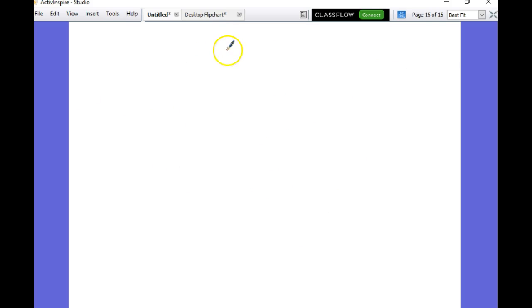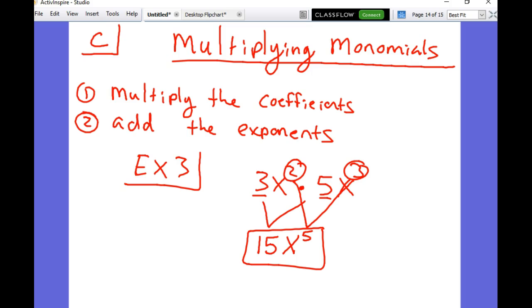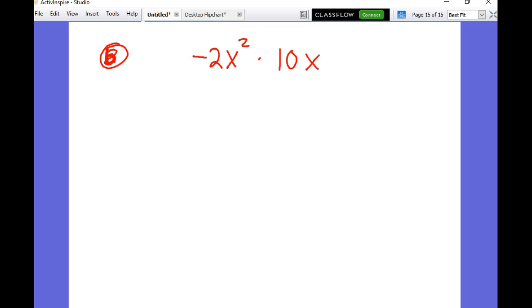All right, I want to do another example just to make sure you guys have got it. 2x squared times 10x. We'll call the last one Example 3A, and we'll call this one B. All right, now this one's tricky, so watch out. Are you guys ready?